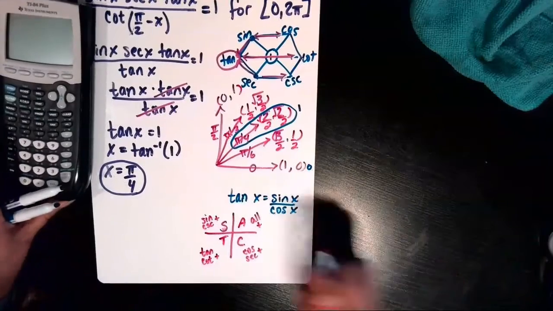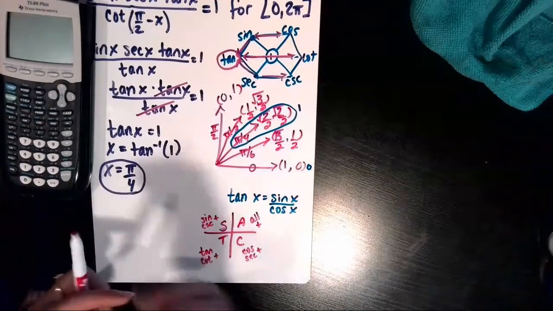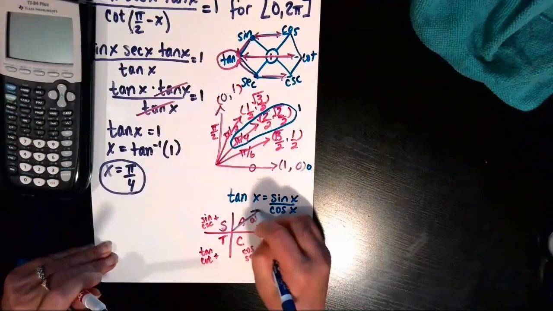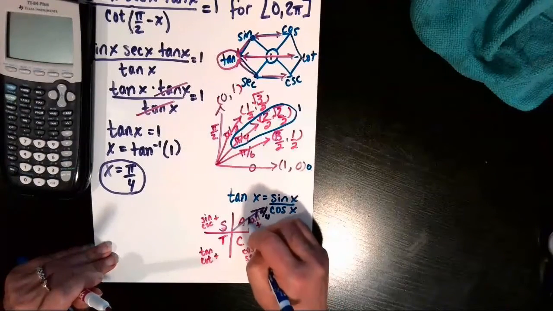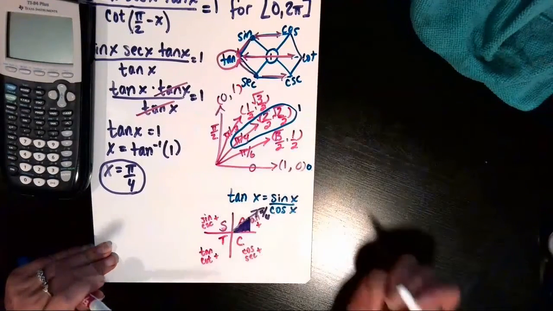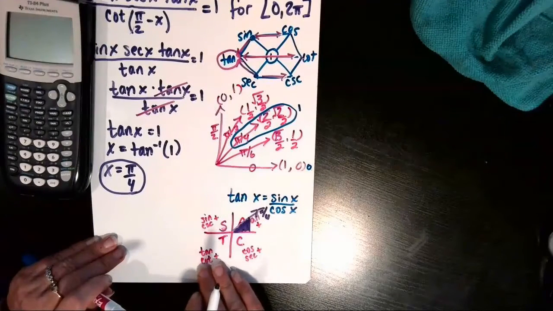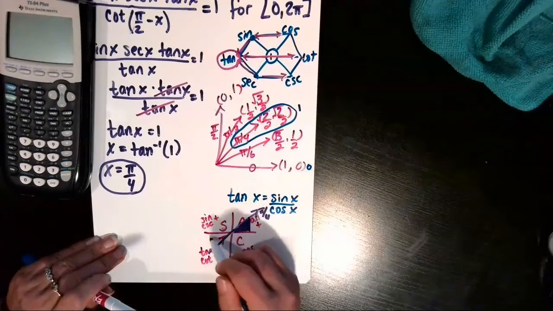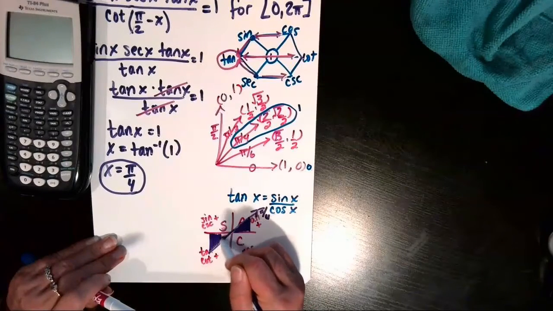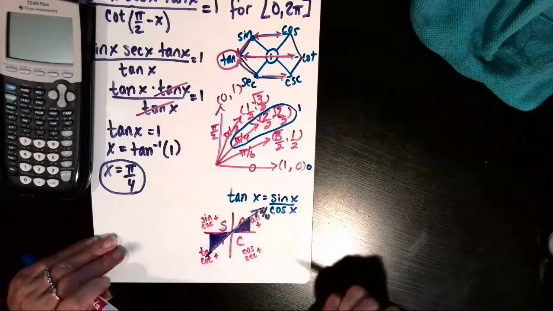We already found the quadrant 1 answer. That was pi over 4, and that would be our reference angle from quadrant 1. Tangent is also positive, though, down here in quadrant 3. So we need that angle, but in quadrant 3.